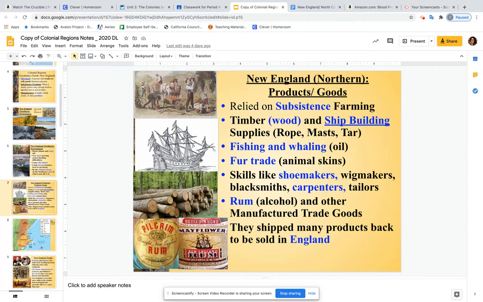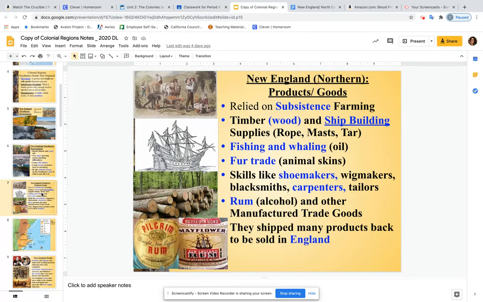In terms of their products, we did discuss that they use a lot of timber, a lot of wood, especially in terms of like shipbuilding and all the supplies they would need to build wooden ships. They're a center for business and trade. And so some of the things that they're producing to export out or to ship out include fish that were salted and then sent to England. Whaling, because there's no electricity, they would take the whales, kill them, and then use their oil or their blubber in order to light their lanterns.